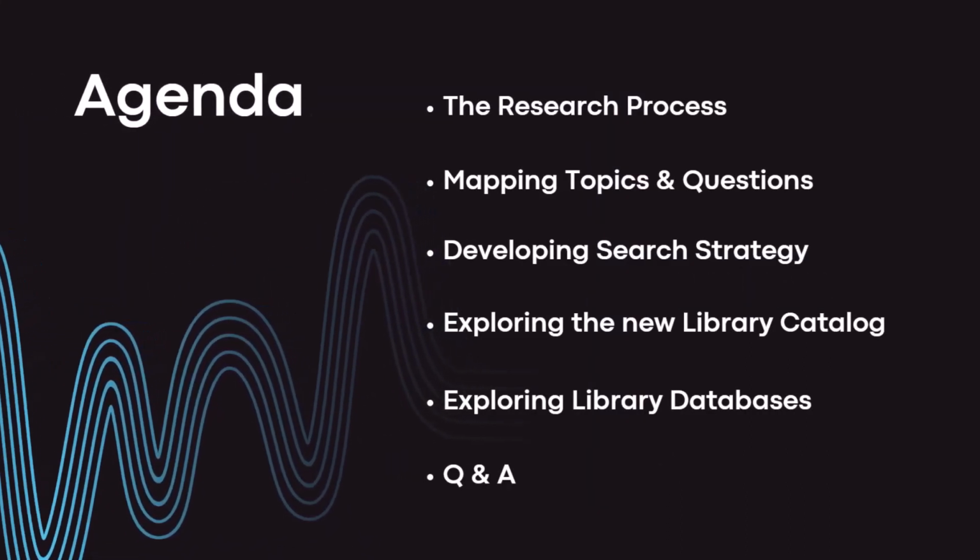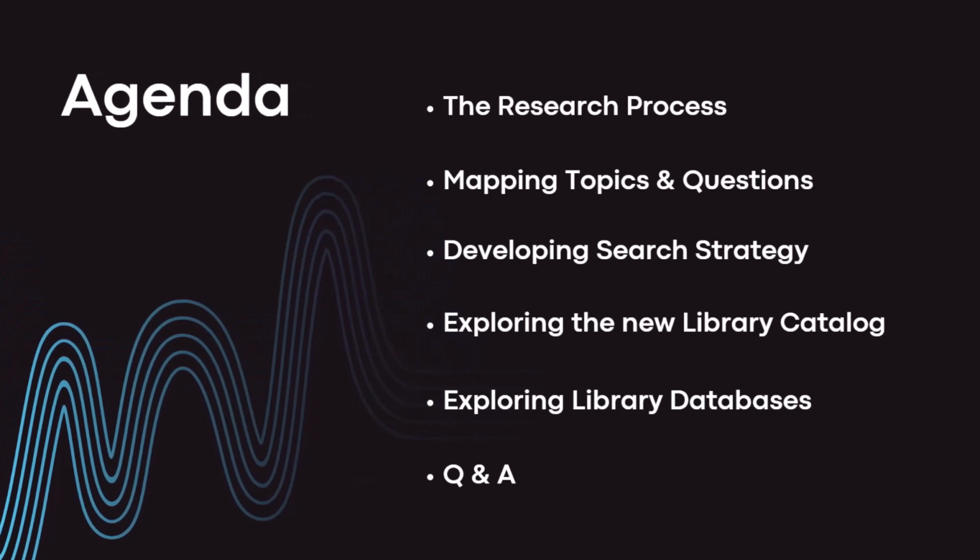We will talk about the research process, look at mapping as a method for creating research topics and questions, and we'll discover and develop strategies for building an effective search. We will then explore the new library catalog and library databases, and then do some example searches. And then we will leave time at the end for questions.